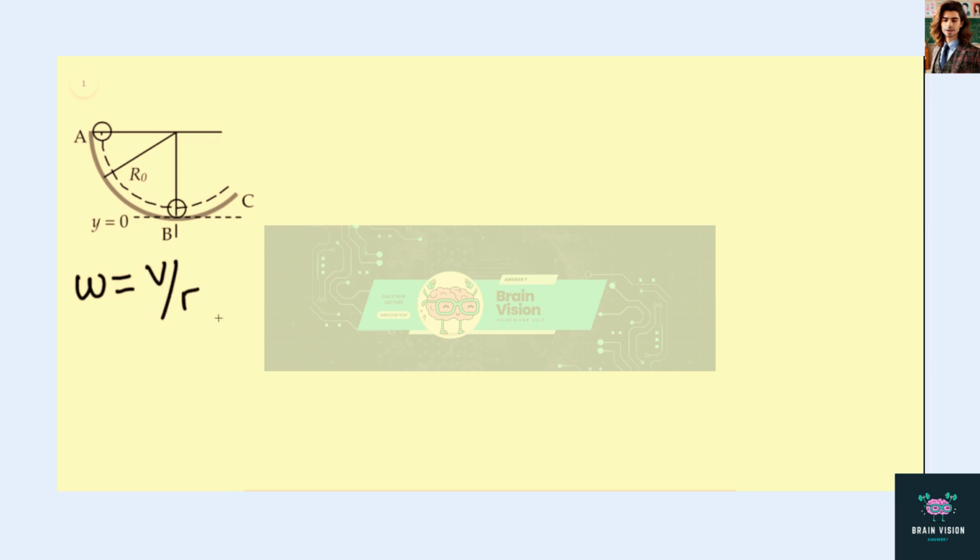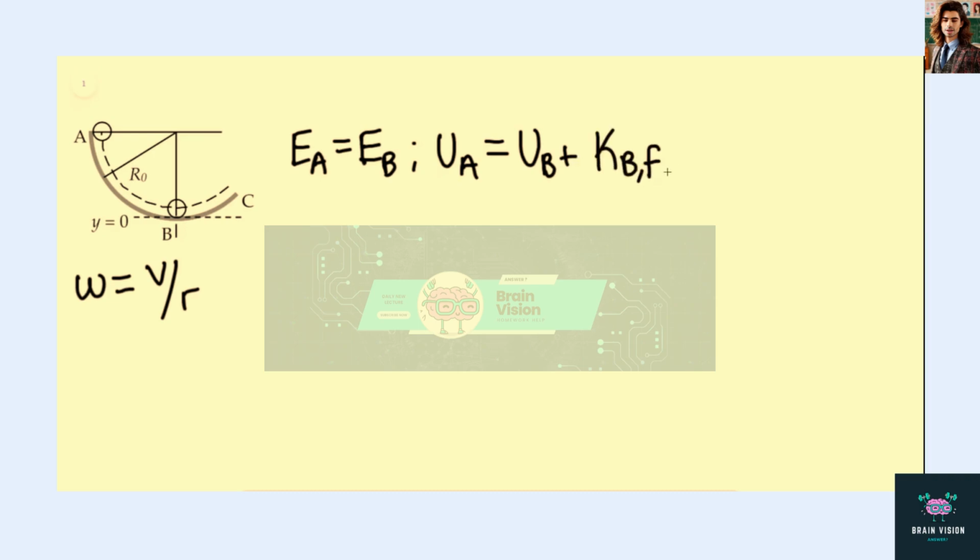So we know the ball rolls without slipping, so the angular velocity equals the linear speed divided by r, the radius of the ball. And so we can say that the energy at A equals the energy at B and simply use conservation of energy. We can say that the gravitational potential energy at A equals the potential energy at B plus the kinetic energy of the center of mass at B plus the rotational kinetic energy at point B.